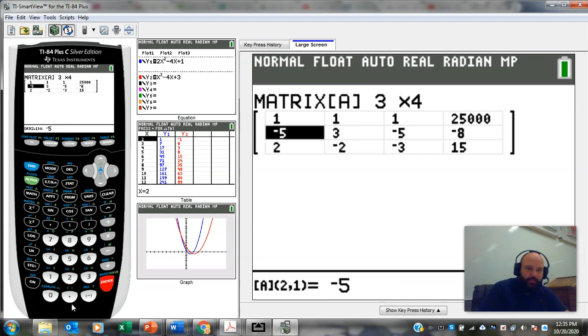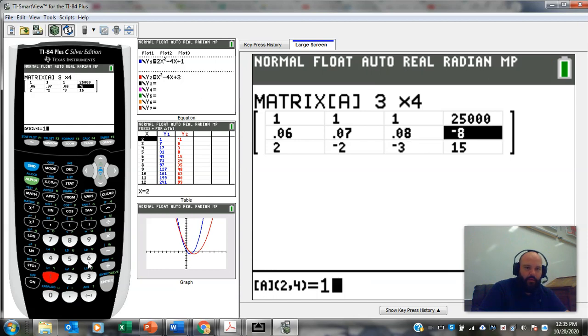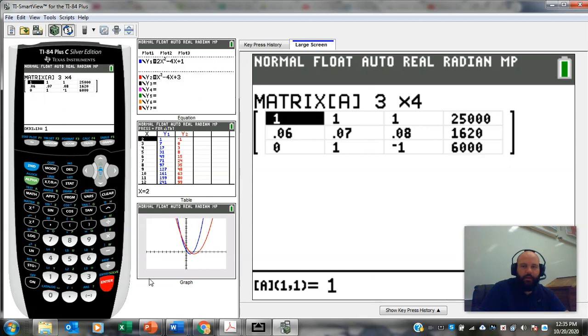The second one is going to be 0.06, 0.07, 0.08, and then 1,620. And the last one is going to be 0 for X, 1 for Y, and -1 for Z, and then 6,000. Okay, so we have all of our data entered in for matrix A.